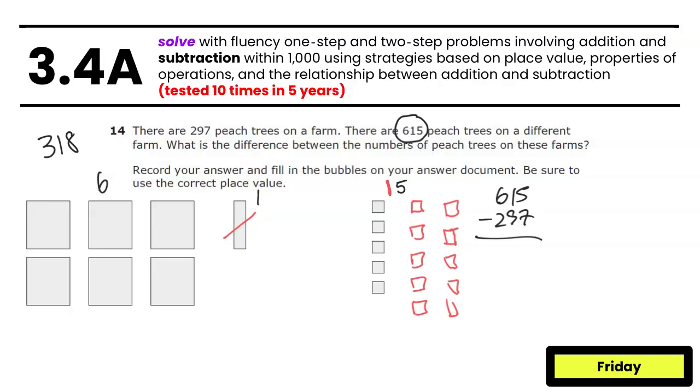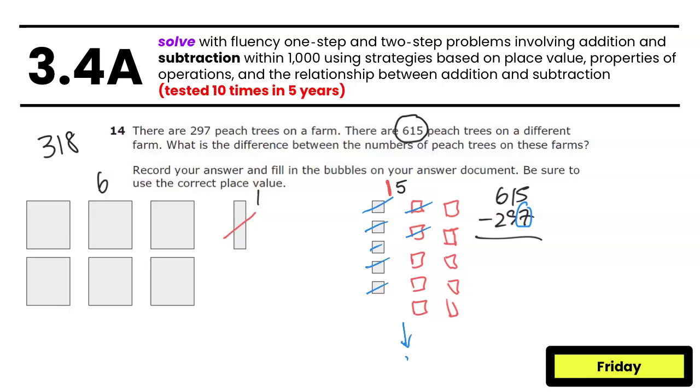And so we are going to subtract the 7 ones from those 15. And so there is 5 of them right there, and then 2 more will take away 7. Well, how many are left over in the ones place?